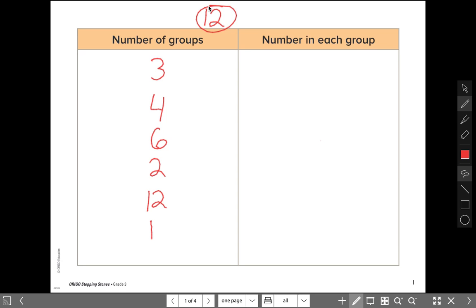If I have 12 total and I have 3 groups, how many are in each group? Show me with your fingers. 4. Good job. If I have 4 groups, show me with your fingers. How many are in each group? Adam, that includes you. Okay, good. 3. If I have 6 groups, how many are in each group?